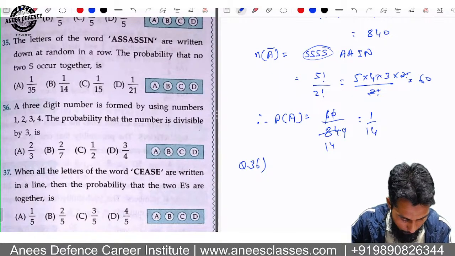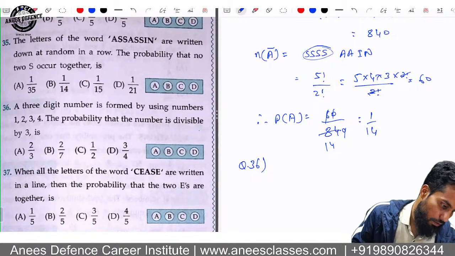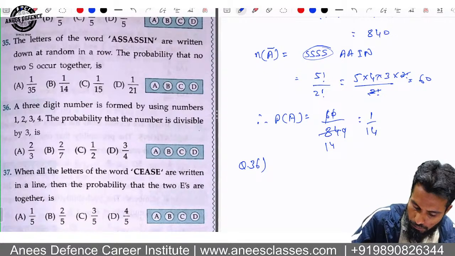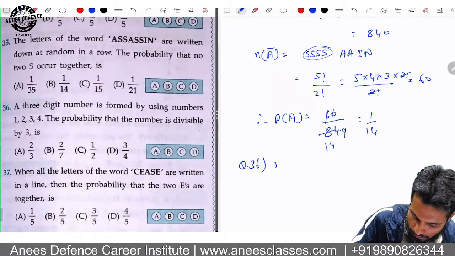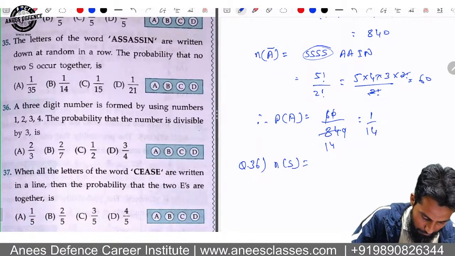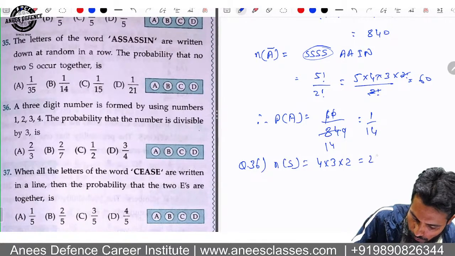1, 2, 3. Then 4, 3, 7 and 2, 9. 2, 3, 4 will also work. So these will be the two triplets. And accordingly you form 3-digit numbers using these 3 digits, and you will get numbers divisible by 3. First, the sample space. How many do we get? You have to select any 3, so 4 into 3 into 2, 12 into 2 is 24.